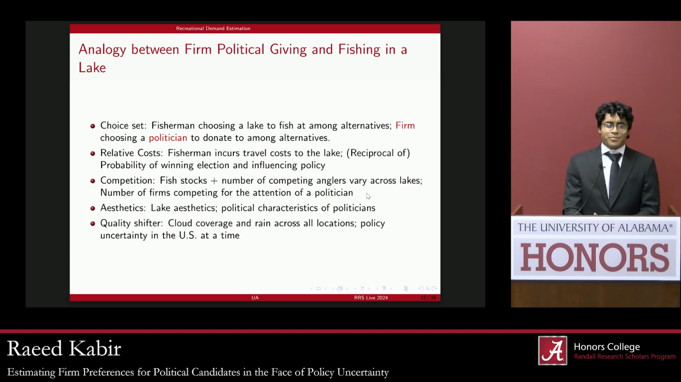Aesthetics would be like, is the lake pretty? What's the size of it? Is there a lot of sunshine, sun coverage, that kind of thing? Whereas in my setting, I'm thinking about political candidate characteristics like the party, those kinds of things that I mentioned before. And then you want to think maybe about something like a quality shifter, like on a given day, there's cloud coverage, maybe rain going on, and this is happening across all of my lakes, and how do I choose between them? And in my setting, policy uncertainty is happening. It's ubiquitous across the entire United States. How do I choose who to give to in the face of policy uncertainty?